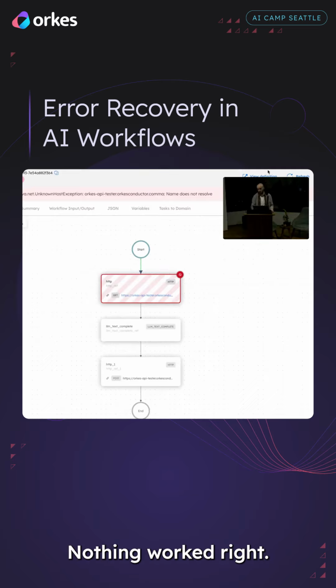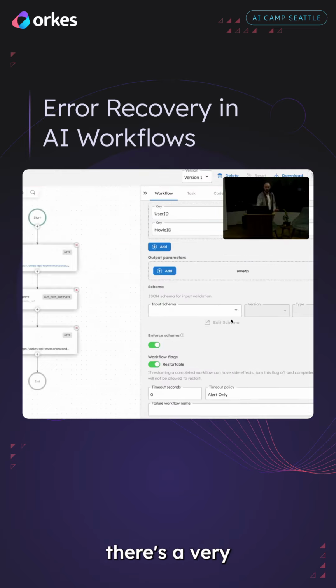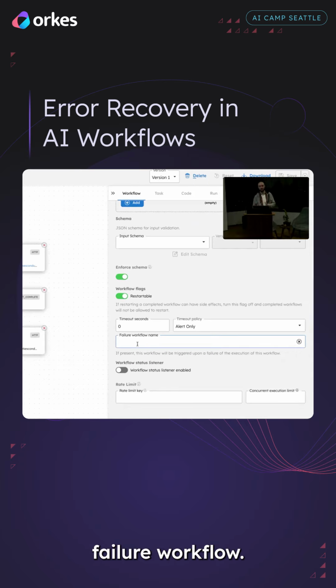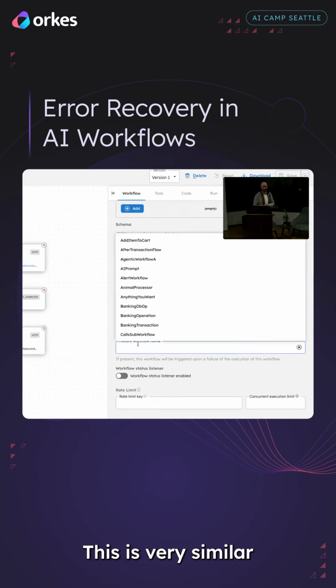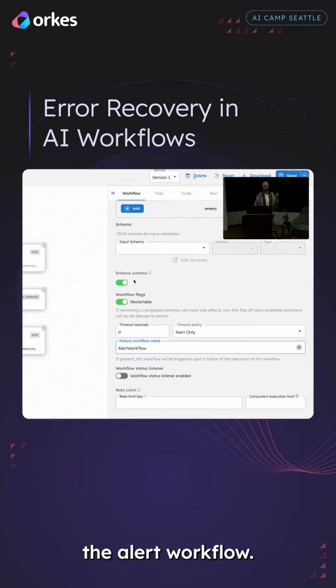Nothing worked, right? If we go back to the definition, there's a very handy setting called the failure workflow. This is very similar to a try-catch, right? It's if this thing fails, do something else. And so in this case, maybe we want to call the alert workflow.